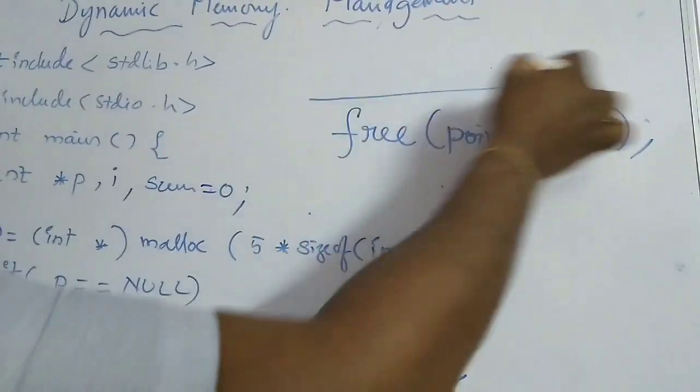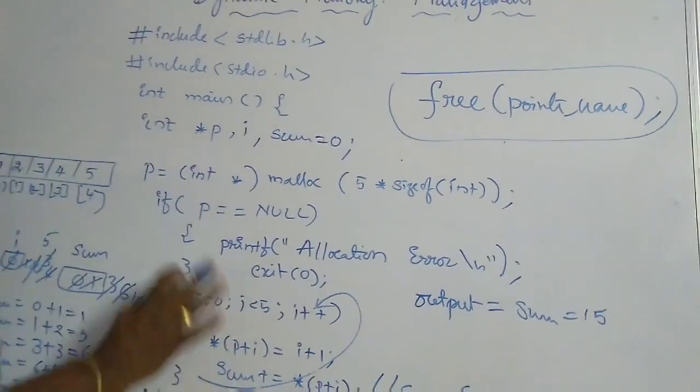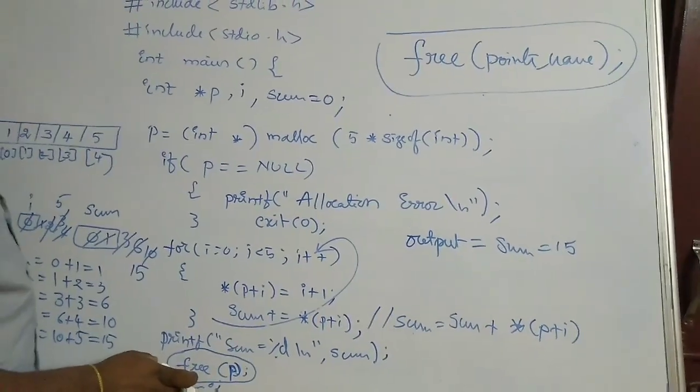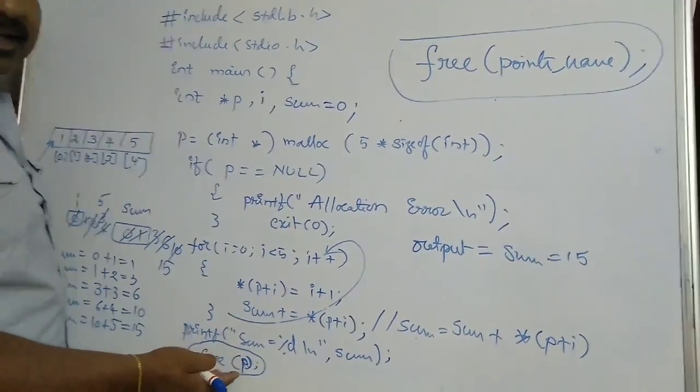So this will free the memory allocated for the array, that is p. So you need to manually deallocate. So what happens if I forget this free of p?